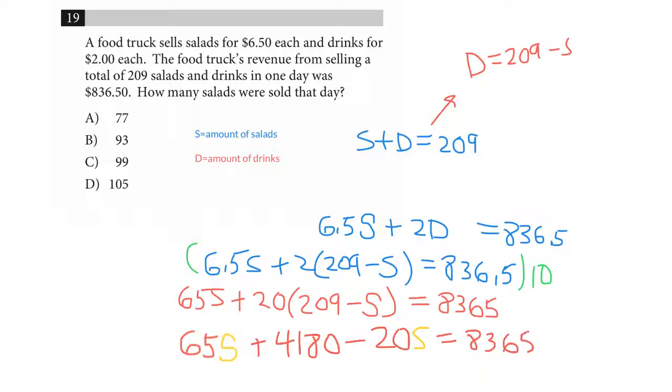All right, so I'm going to trust every student watching to know how to solve for S. From here, obviously 65S minus 20S is 45S. We're going to be subtracting 4,180 from both sides, and then dividing by 45, and that will give us 93. So we have S equals 93, and that is right here. Good sign, moving on.